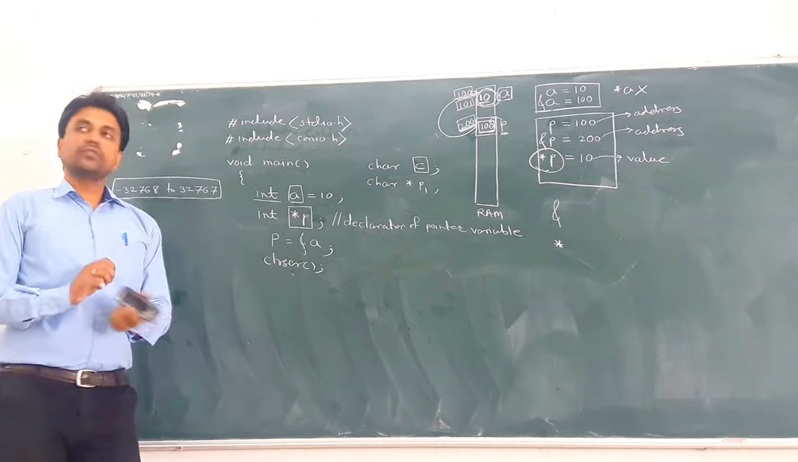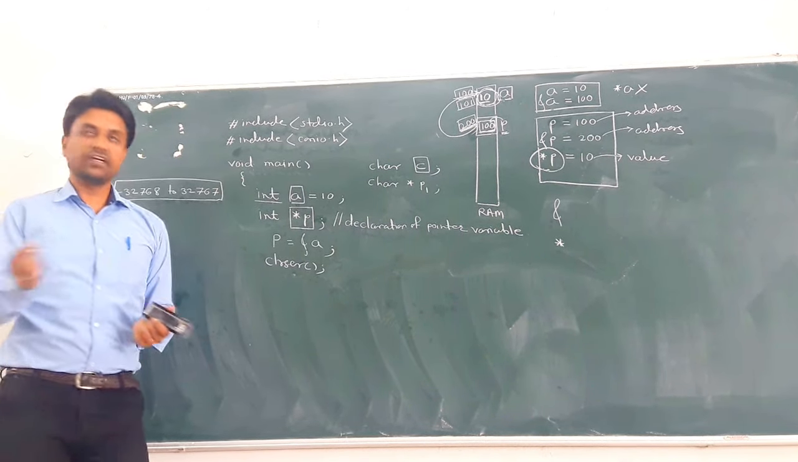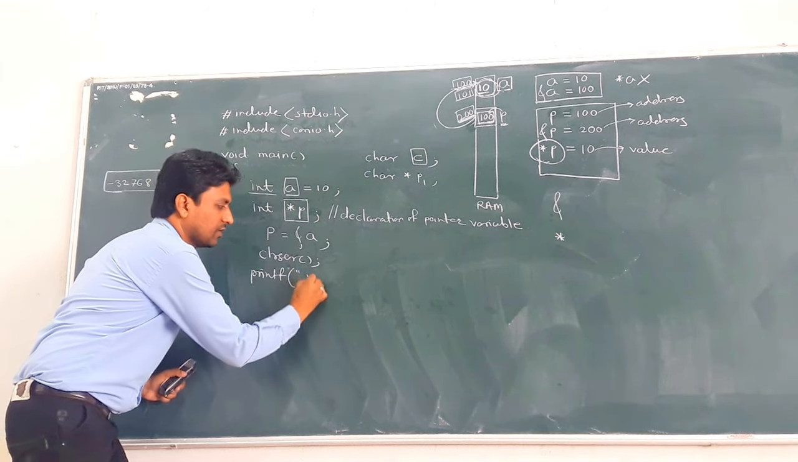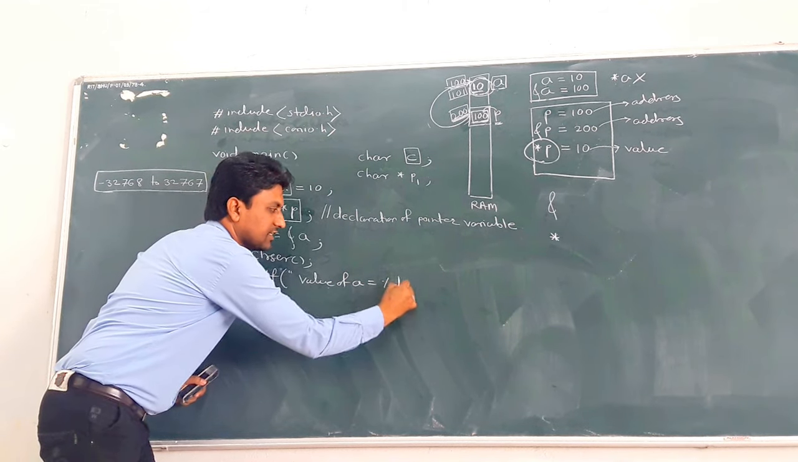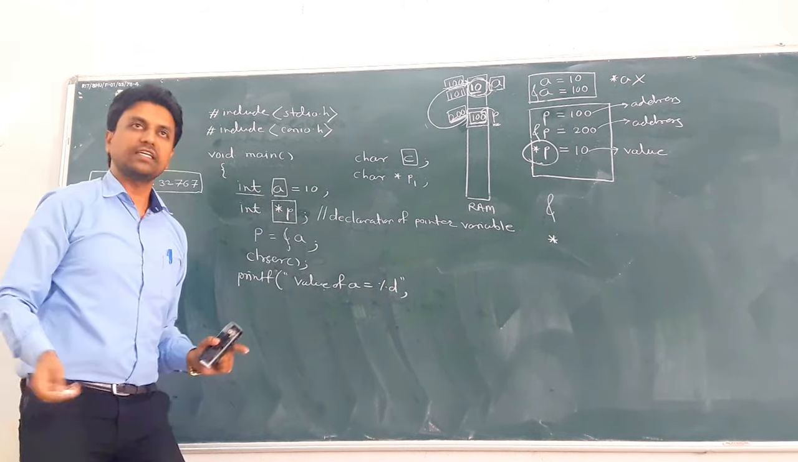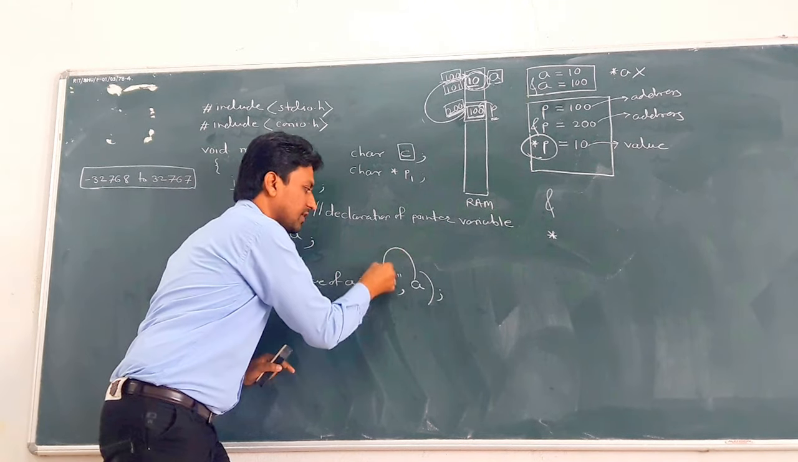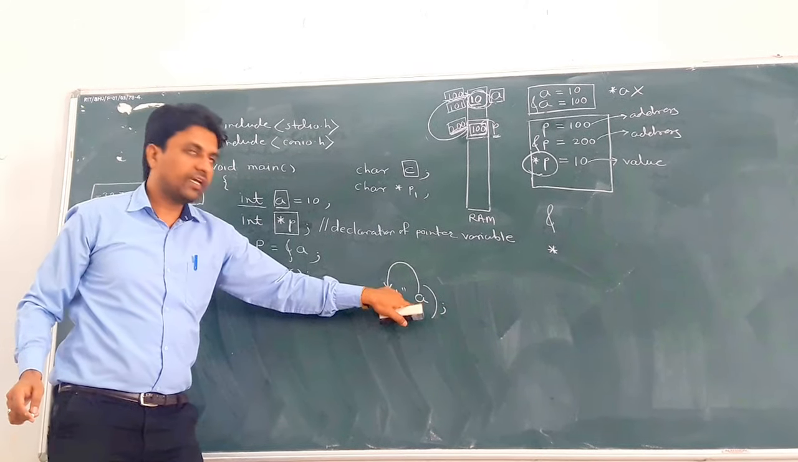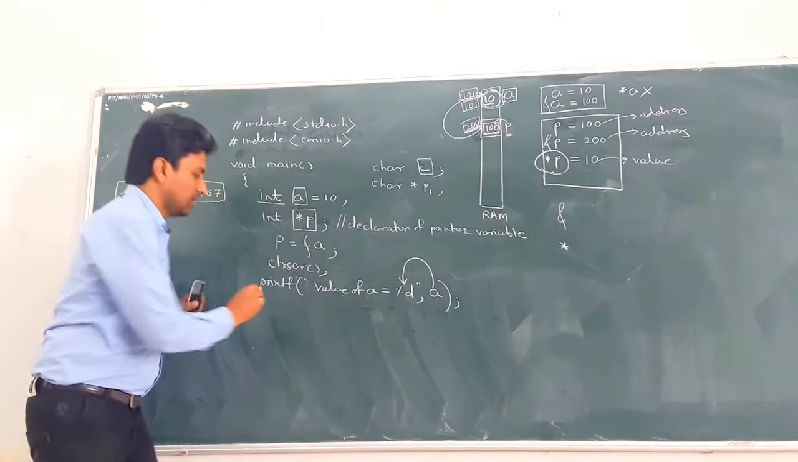Next, how can we access the value of a in different ways? So first, printf, value of a is equal to, the first way, that is the direct way. How can we access it directly? Just give the name of the variable. So instead of the percentage d, what do we print? The value of a. What is that? 10.